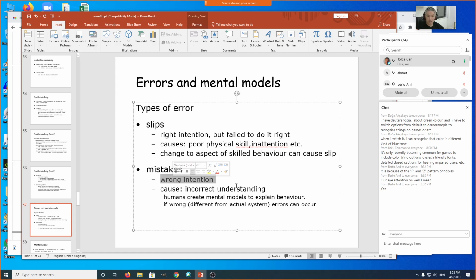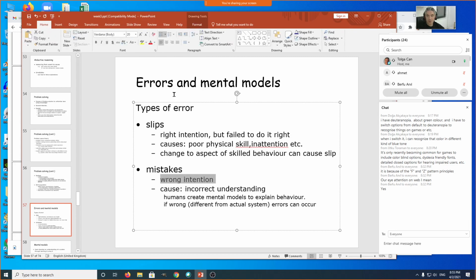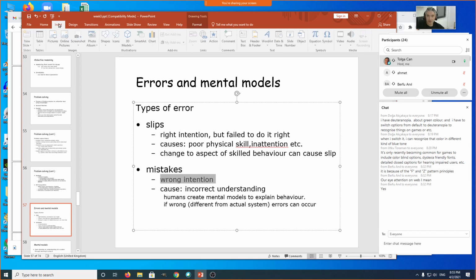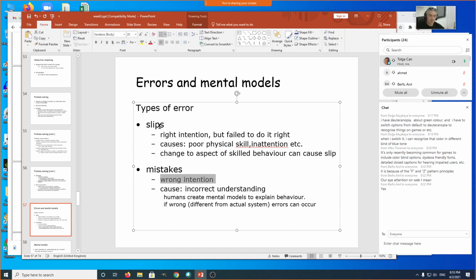For example, if you want to insert some picture in a presentation like this, and you click on view to do that intentionally, it means you're making a mistake. It's not under view, it's under insert. But when you try to click on insert, you accidentally click design. It may be an example of a slip.